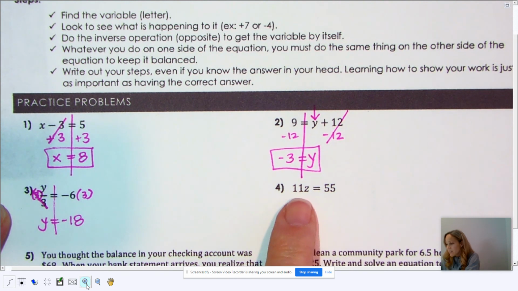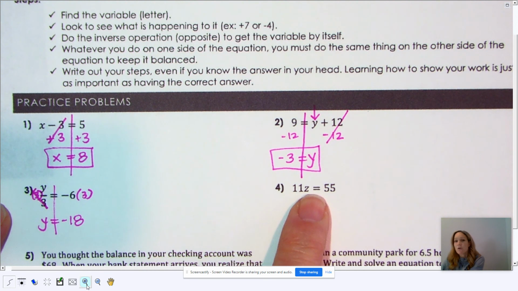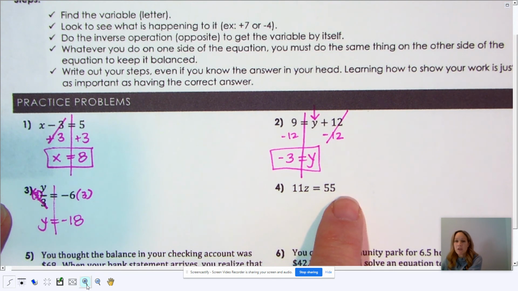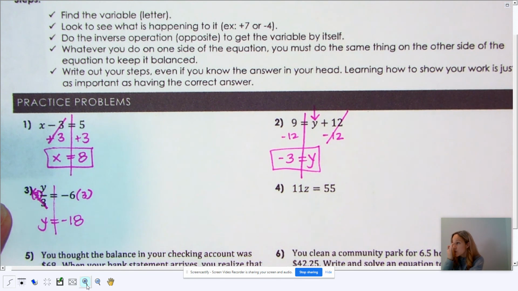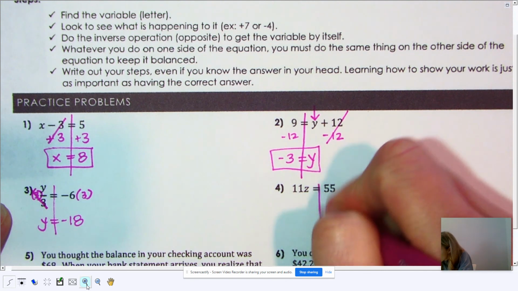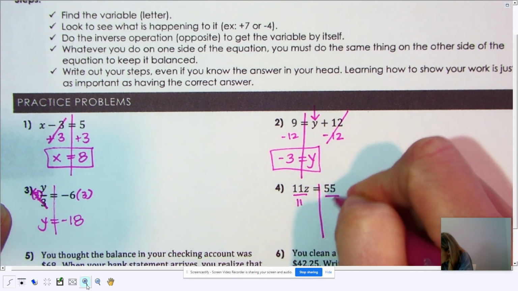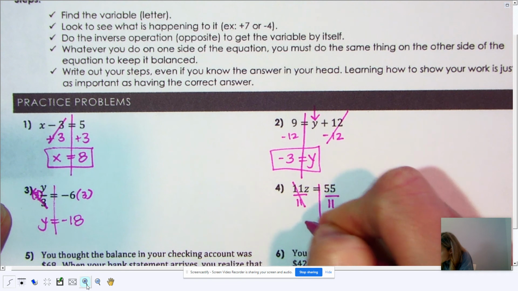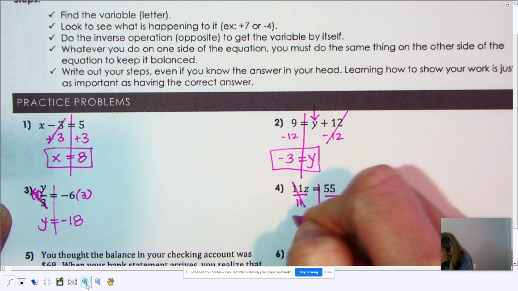So this one, remember, anytime we have a number touching a letter, it means multiply. So this says 11 times some number equals 55. If we want to find what that number is, we could do the inverse operation, which would be divide by 11 on both sides. And so we get z is equal to 5.